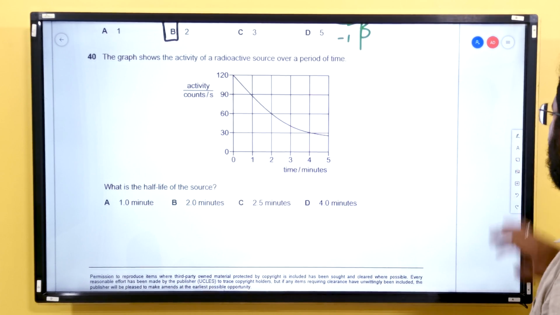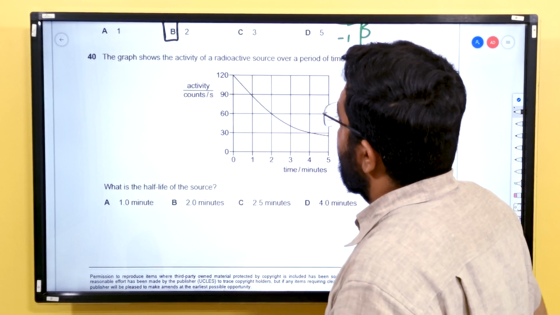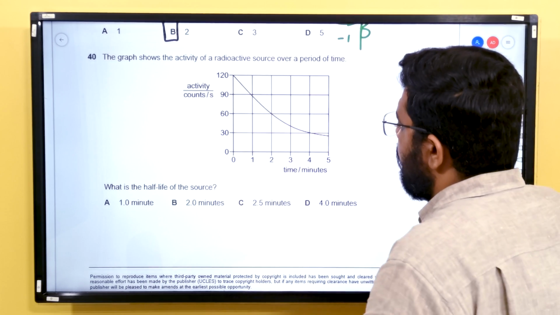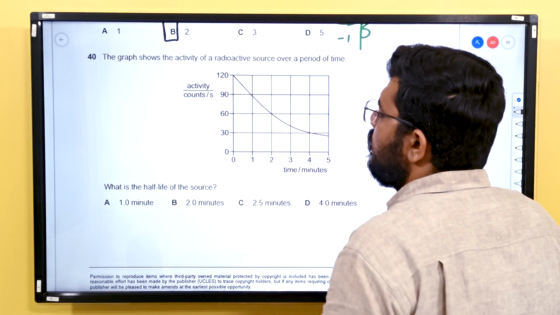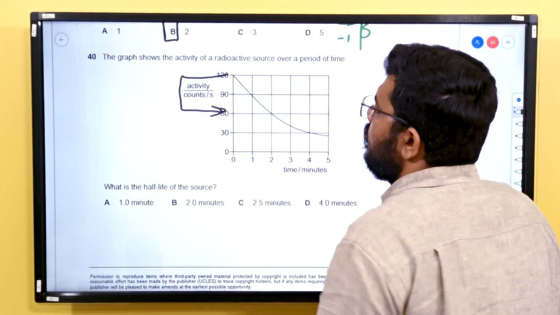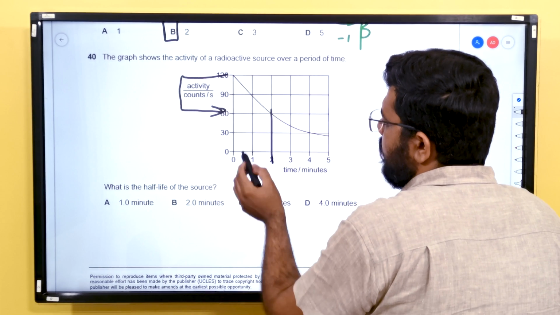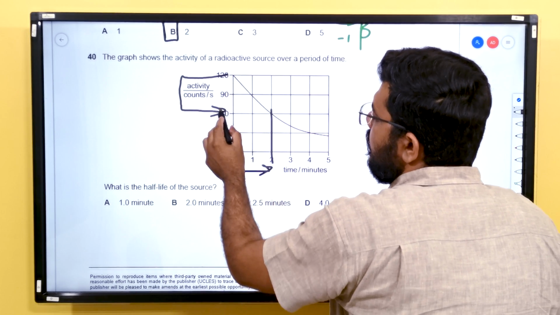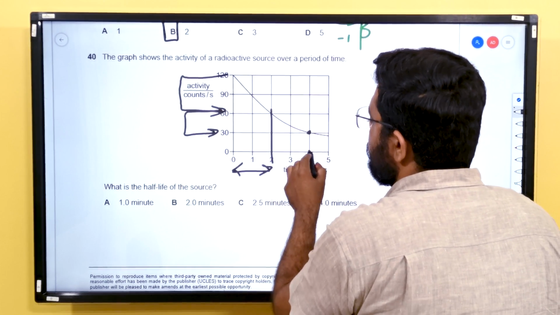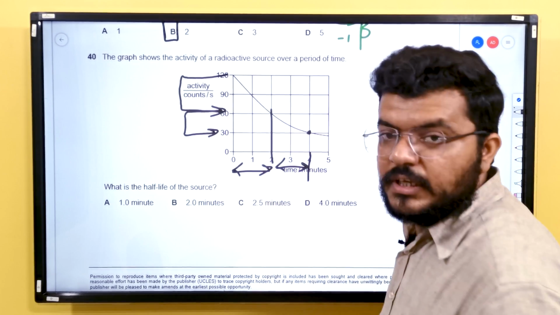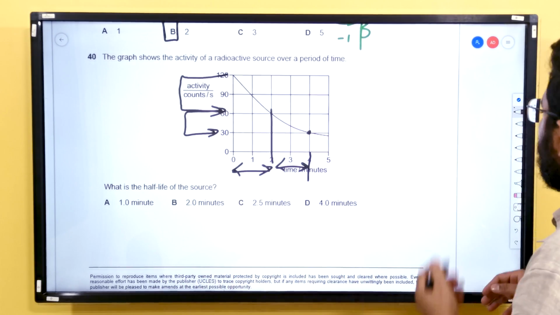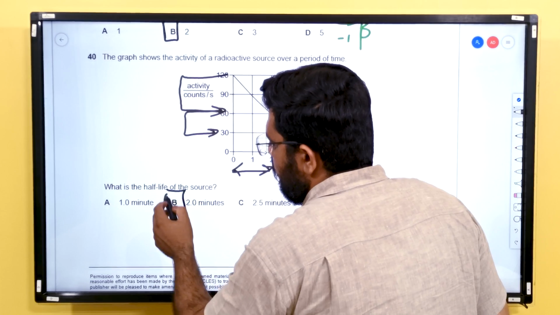Question 40. The graph shows the activity of a radioactive source over a period of time. Activity in counts and time in minutes. What is the half-life of the source? So half-life is when the activity goes from 120 to 60. That happens in a span of 2 minutes. Again, let's check. It should go from 60 to 30. Again, that also happens in a span of 2 minutes. So we can say the half-life, the amount of time in which it becomes half, is 2 minutes. So your correct option is option B.